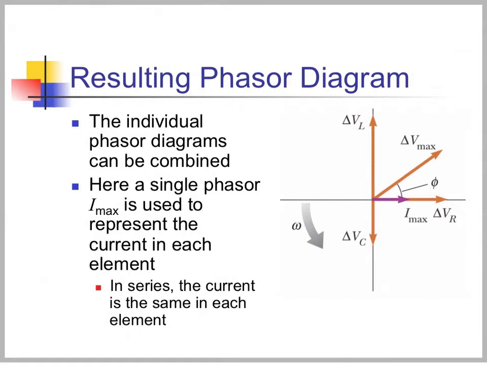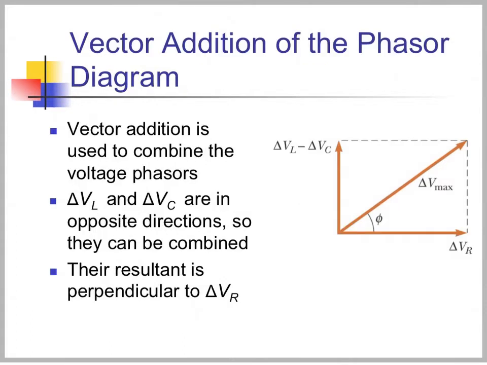So we can combine the voltage phasors. Delta V L and C are always in opposite directions, so we can just subtract the two. The resultant is always going to be perpendicular to delta V sub R. So the phase angle here we can get from this diagram.